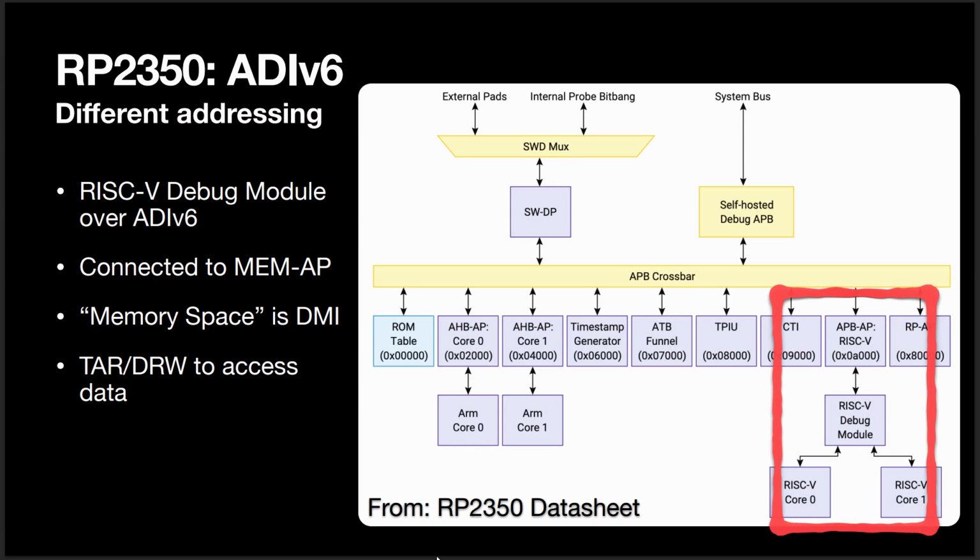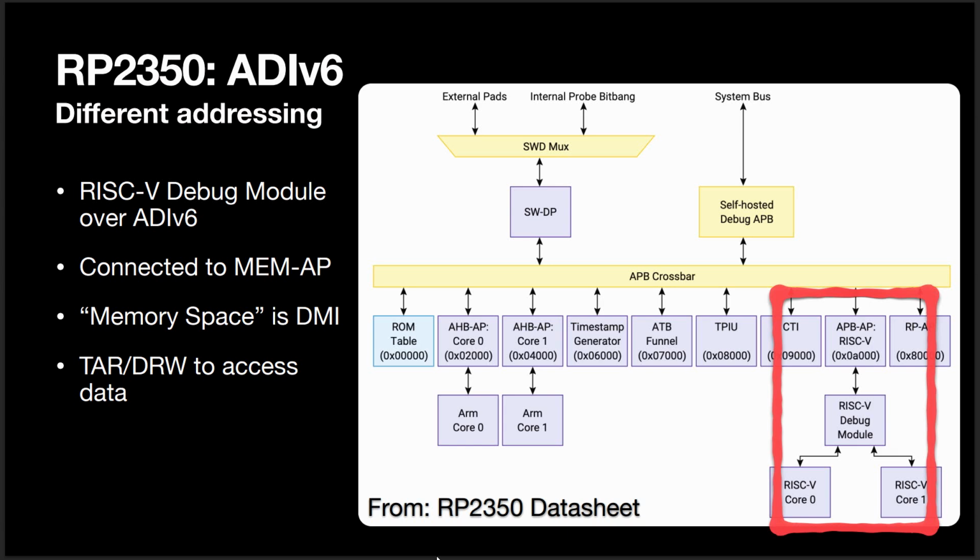So take your DMI value, multiply it by 4 because they're 32-bit values, and now you're accessing the debug module interface over SWD using this MEM-AP. And everything else here just automatically works. So all you have to do is change your interface, and the entire set of machinery that goes on behind that just works.